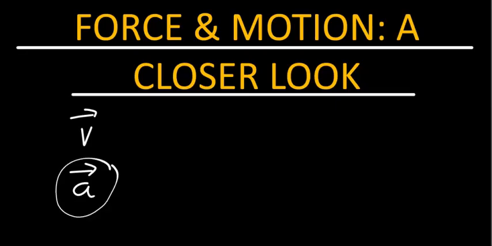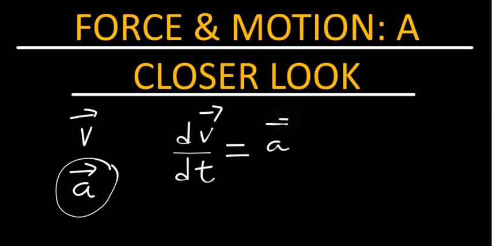In today's video, we shall take a closer look at force and motion. So let's begin with motion. As we have seen before, motion of an object can be described by two quantities. The first is the velocity, followed by the acceleration. Acceleration is a measure of the change of velocity with respect to time. And these two quantities are vectors.